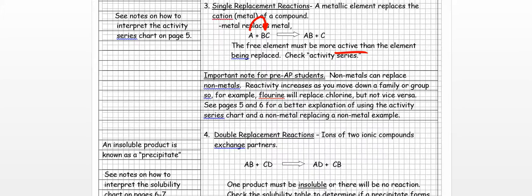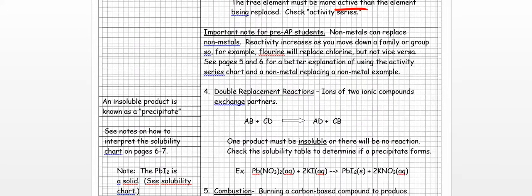Again, be patient. See pages 5 and 6 for a better explanation of using the activity series chart and a nonmetal replacing a nonmetal. So just be patient, okay? We'll get to it. But I just want you to know what a single replacement looks like. A plus BC, something gets replaced, AB plus C. All right, so that's single replacement. Let's talk about double replacement now.